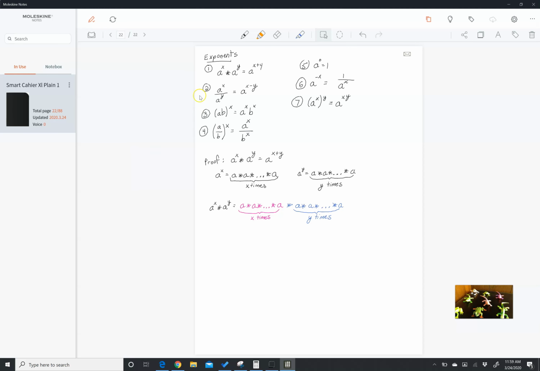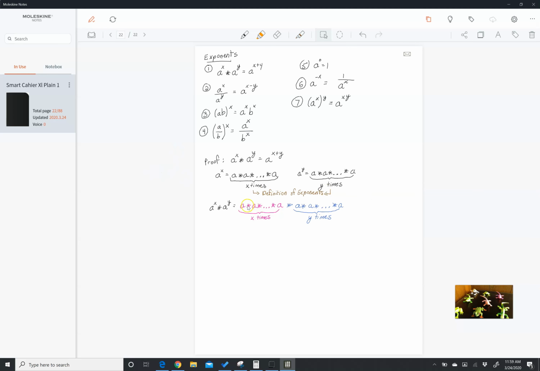Okay. So for each of these, we could put a reason. For each of these, we're going to put definition of exponents. Because this is what exponents is. It's just this repeated multiplication here. Okay, and that's true for both of these.